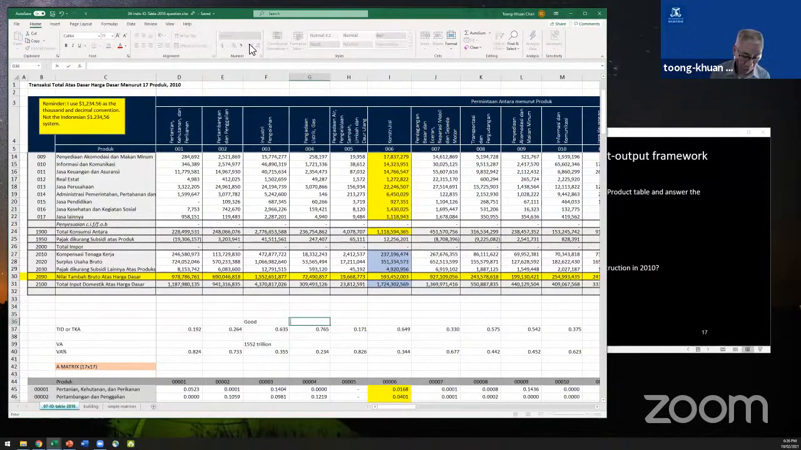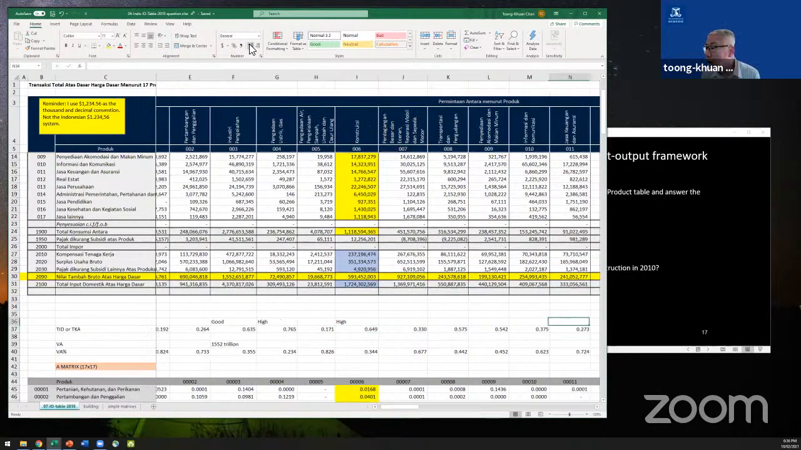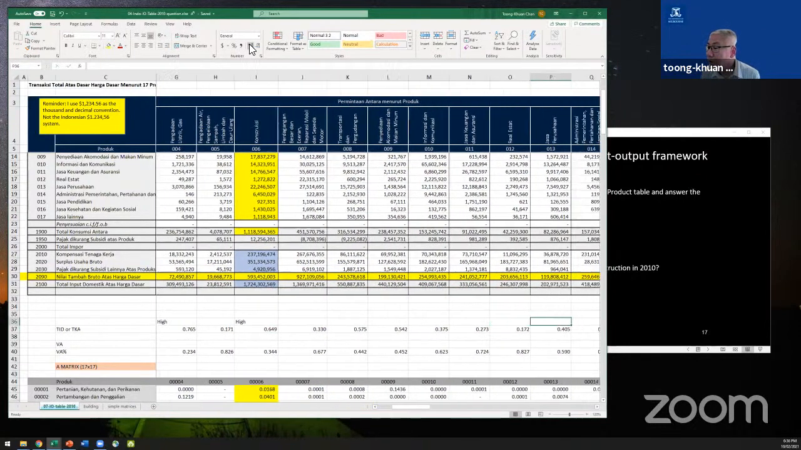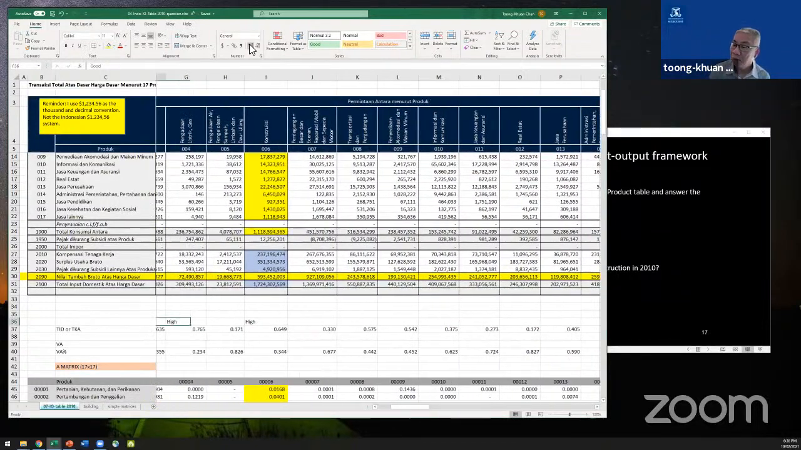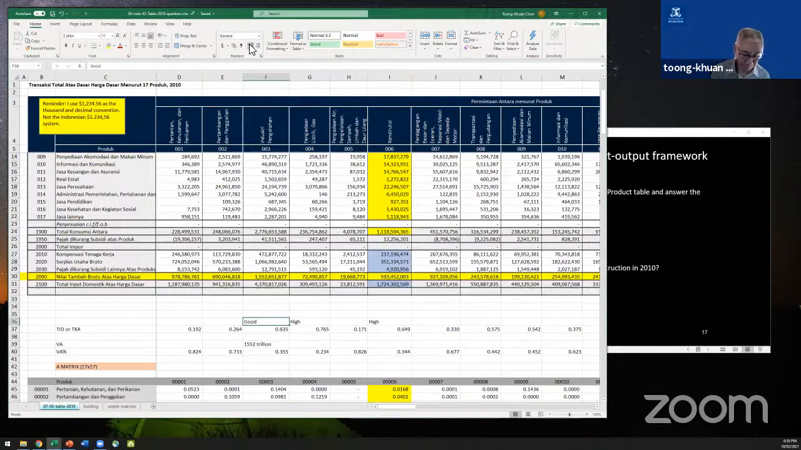Listrik is also good. This is high. That's low. Construction is high. And the rest are very low. Okay, so what can we say about these values? Manufacturing, electricity and gas, and construction.